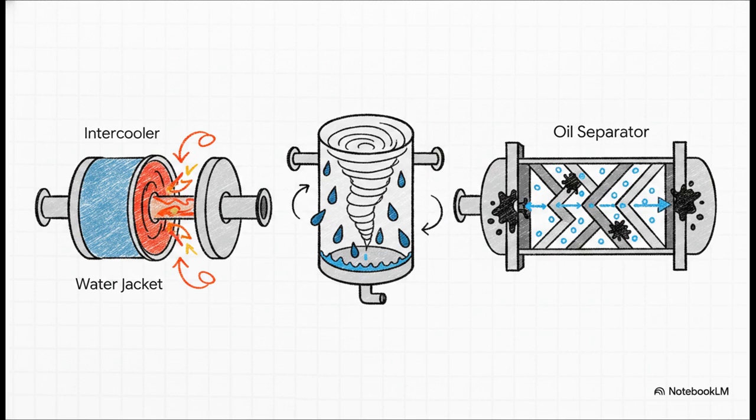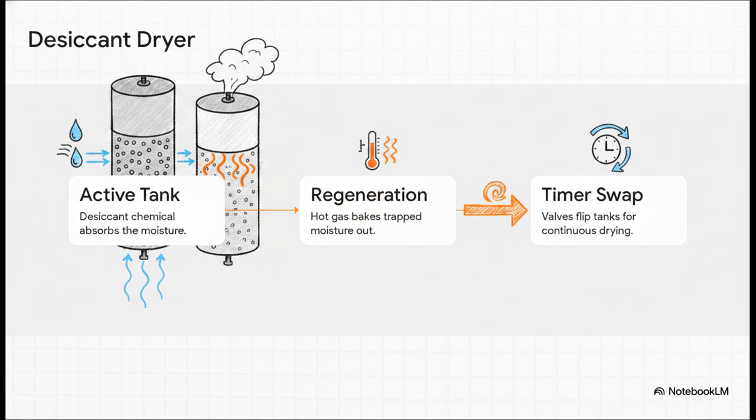Oil separators, on the other hand, force the gas through a confusing maze of metal baffle plates. The lightweight gas can easily weave through the maze, but the heavy oil droplets, they can't make the sharp turns, so they just smash into the walls and get trapped. And when that gas needs to be bone dry, zero moisture, the plant uses a desiccant dryer. This thing literally mimics the continuous rhythm of breathing. It uses 2 towering tanks filled with moisture-absorbing chemicals like silica gel.